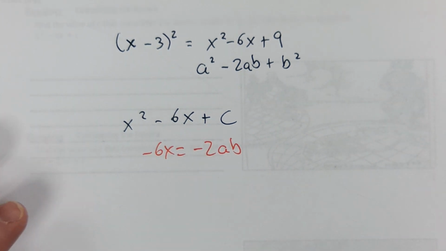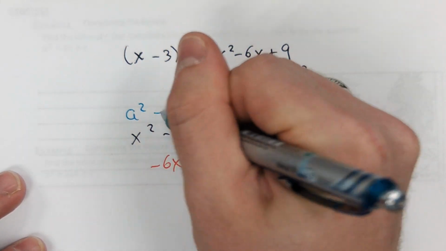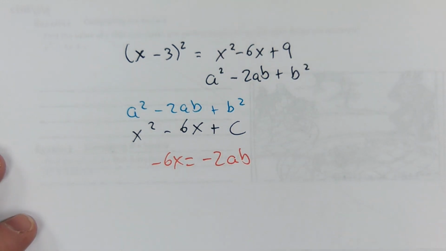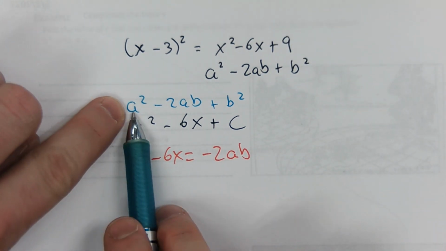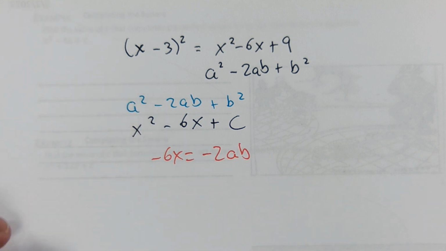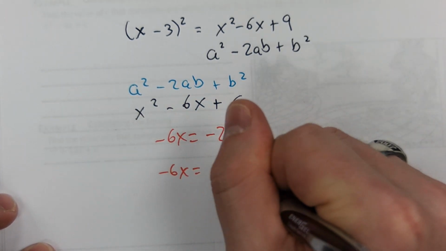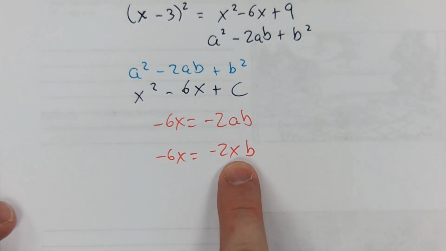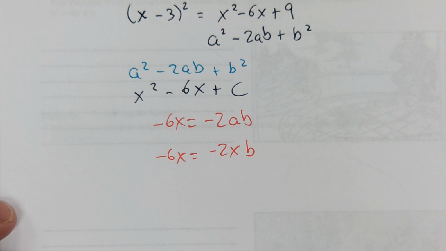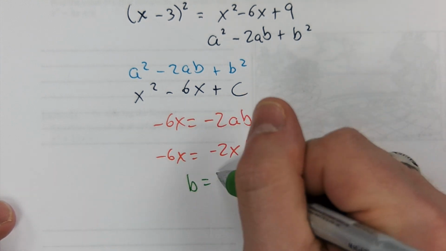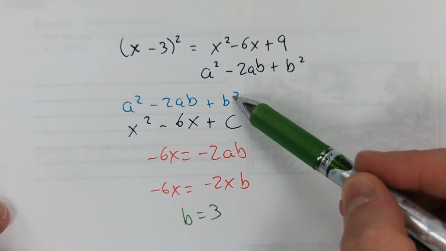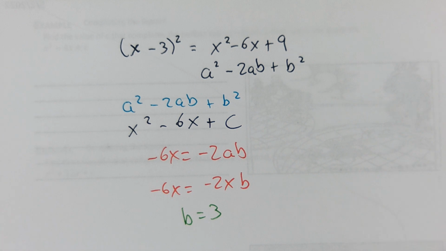But remember, if it's a perfect square trinomial, it's in this format already. That means a is x. All you have to do to get b by itself then is divide both sides by negative 2x. And what you'll get here is that b must have been the number 3. So the number at the end is b squared, must be 3 squared, which is 9.